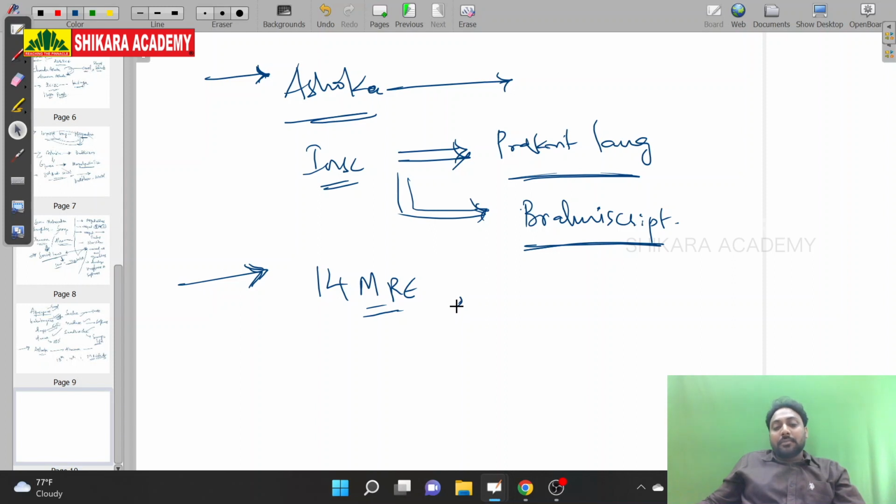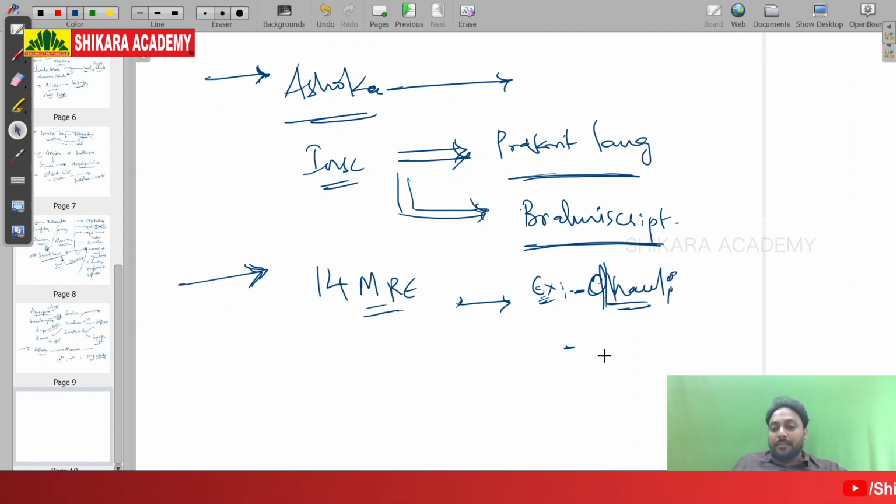They are called major rock edicts. Ashoka issued a total of 14 major rock edicts. The places where you see these inscriptions include Dhauli, Orissa.